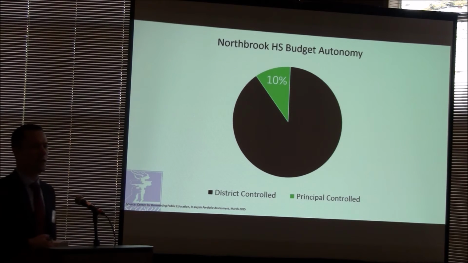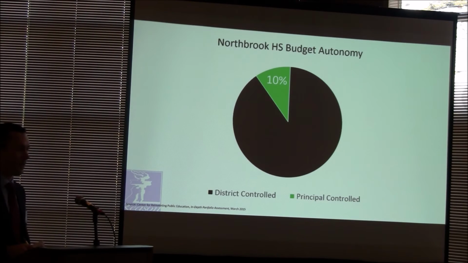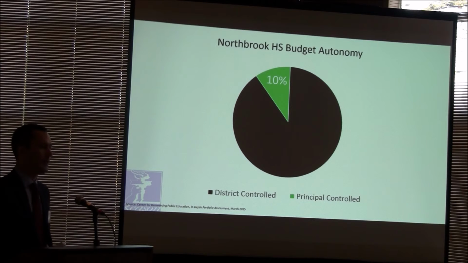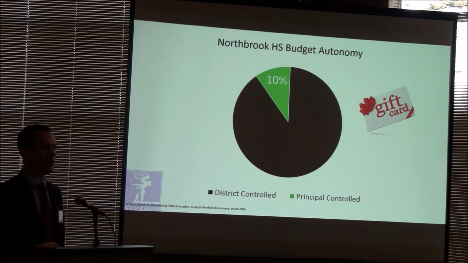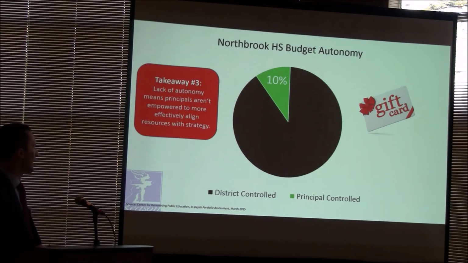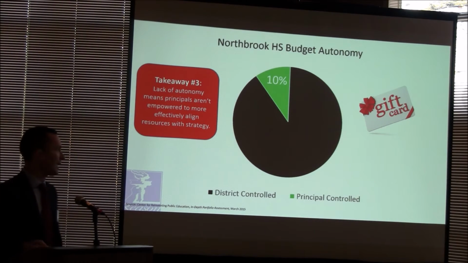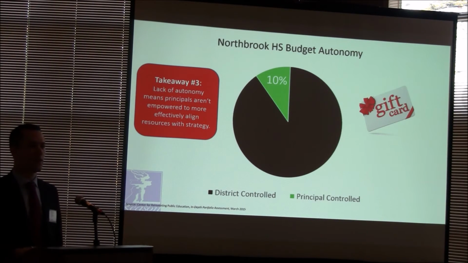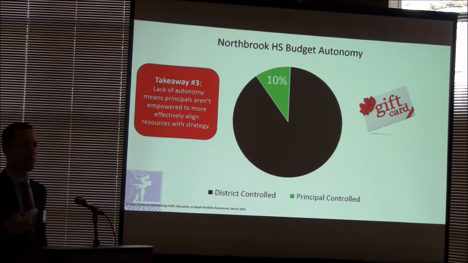The last point here of the case study is that in Spring Branch, their principals typically have only between 10 to 15% budget autonomy to decide how resources are allocated. And this is actually pretty high for a traditional school district. So it's relatively good compared to other systems using traditional budgeting, but compared to student-based budgeting, they basically don't have much autonomy in terms of allocating resources and aligning that to strategy. And so, takeaway number three of the case study: lack of autonomy means principals aren't empowered to effectively align resources with strategy. I like to think of it as getting gift cards instead of actual cash to spend flexibly.